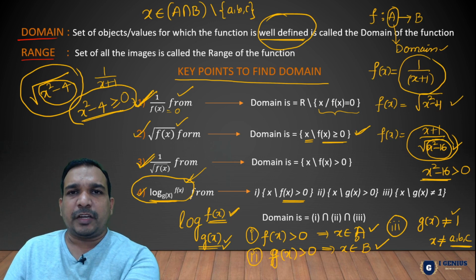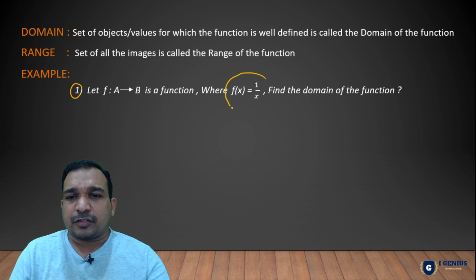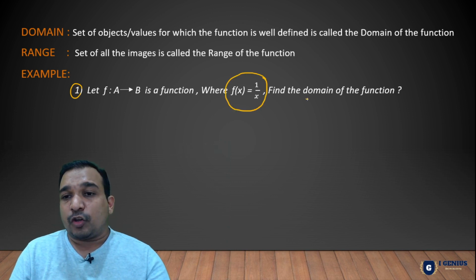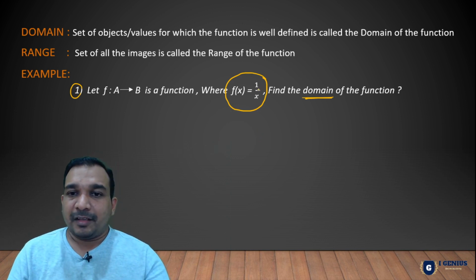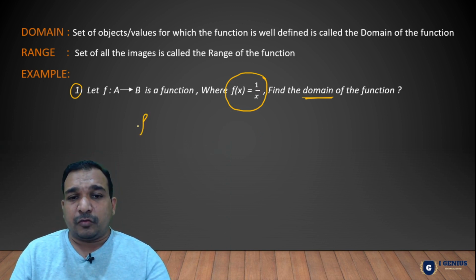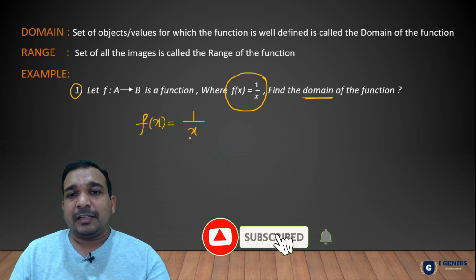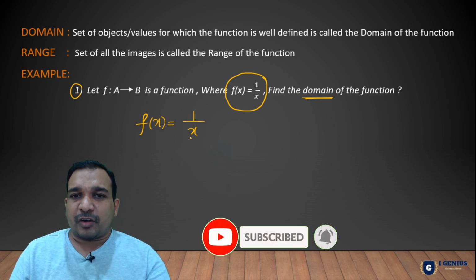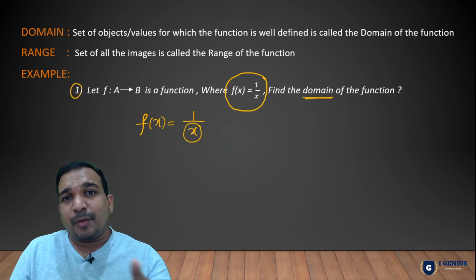So first I will give you a very simple problem. First example: let f from A to B be a function where f of x is equal to 1 by x. Then find the domain of the function. What is the function here? f of x equal to 1 by x. Now when a question asks about the domain, what key point should come to your mind? Here x is in the denominator, and the denominator should not be 0.